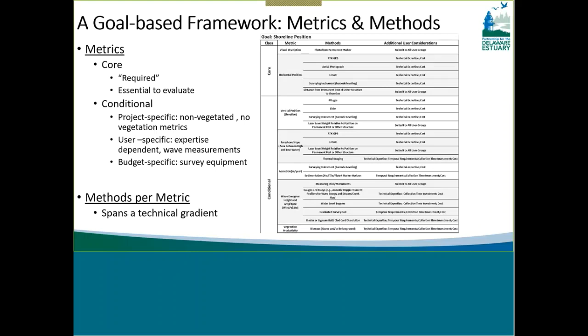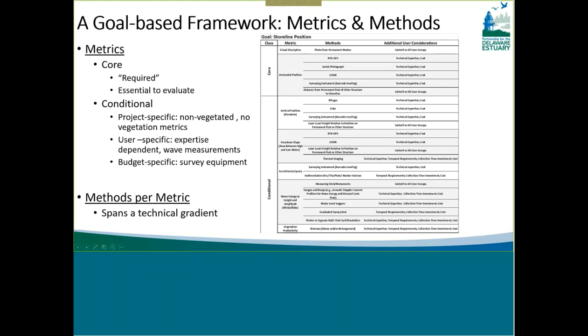Some might also be more costly than others. Now, we tried to put in a variety of considerations, cost considerations, different methods that have different costs and different technical expertise. But some things are just expensive to do. And so these conditional metrics, you may rule them out because they're not relevant to your project, you don't have the ability, the equipment, or the expertise to look at them, or you just don't have the cash on hand to do it.